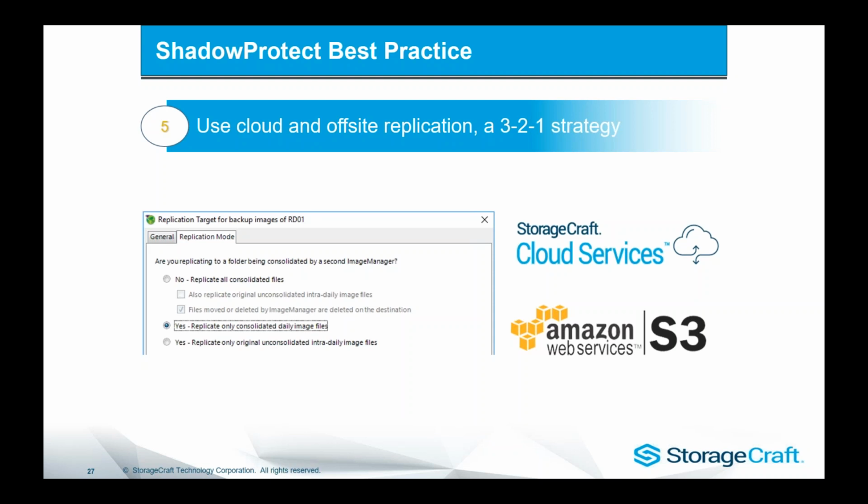Now, the next thing is replicating off-site, because obviously within your network, we could replicate to another NAS or to some other storage, but it's on the same network.